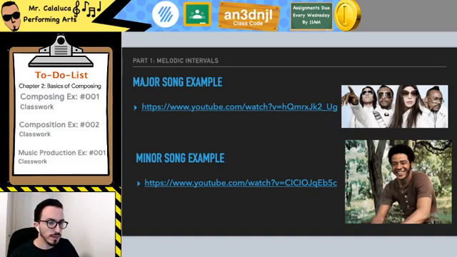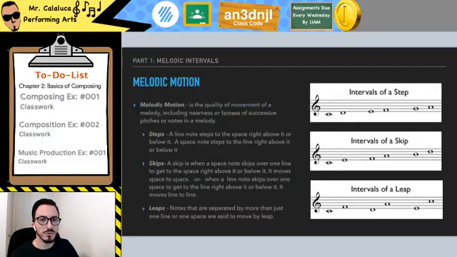Next, what I'm going to show you guys is, after we have our basic idea of what we're going to sound like, we have to come up with some melody. And the melody moves, right? This doesn't stay put. You don't have one note being the entire melody. It's just not a melody, right? So we have to have some motion. And what we call that is melodic motion.